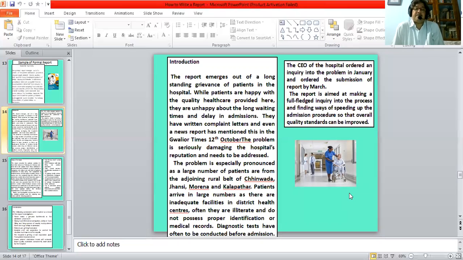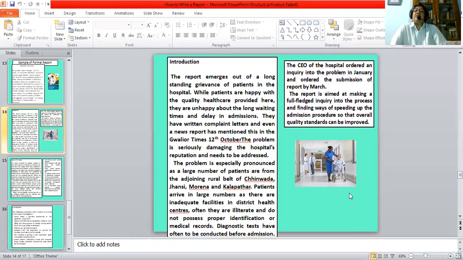The CEO of the hospital ordered an inquiry into the problem in January and ordered the submission of a report by March. This report is aimed at making a full-fledged inquiry into the process and finding ways of speeding up the admission procedure so that the overall quality standards can be improved. So, what are the points that we have covered in the introduction?